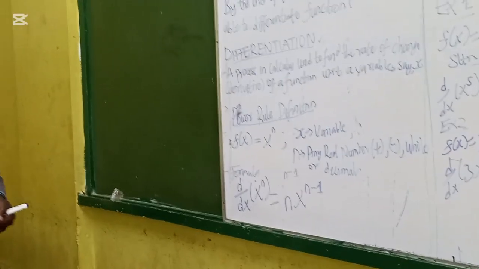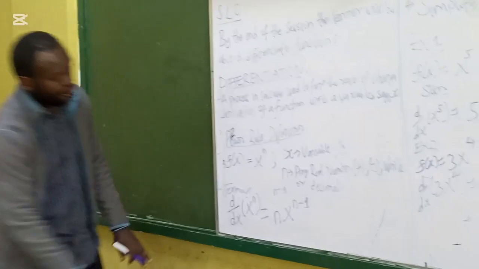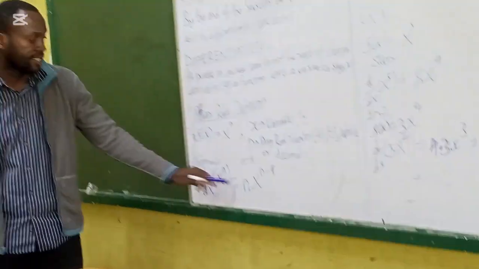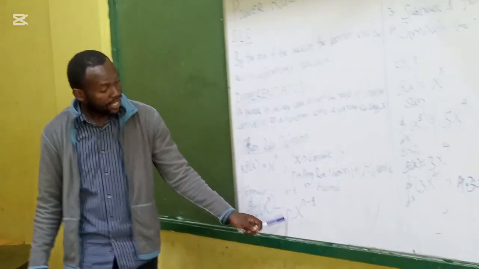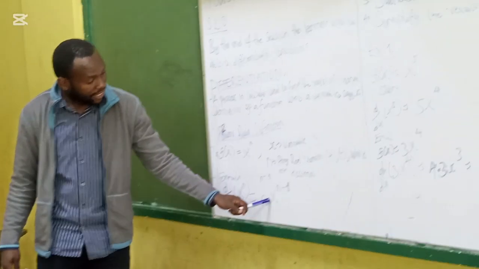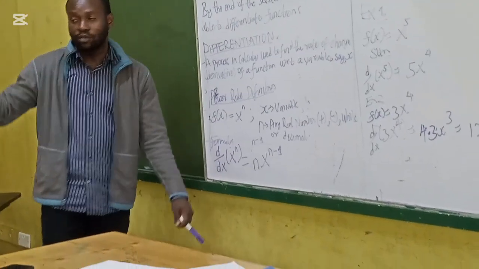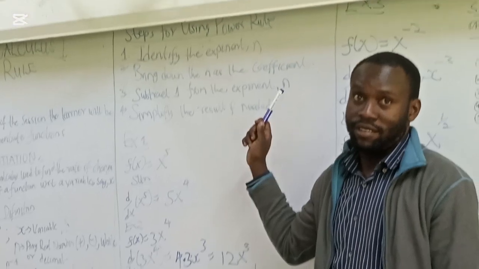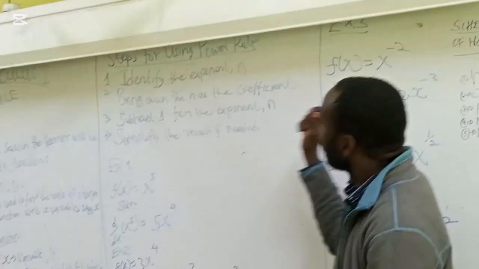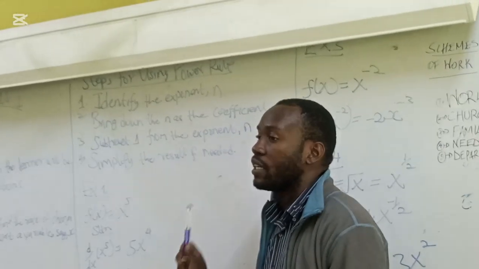Okay? Now, the formula for power rule differentiation is given by d/dx of x raised to n is equal to n x raised to n minus 1. Now, I'm going to explain it. Steps for using power rule. Step 1, identify the exponent of x.